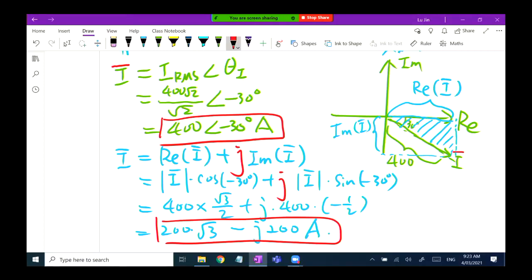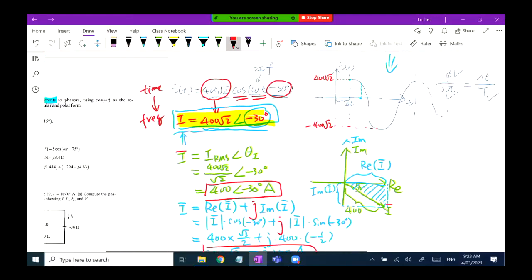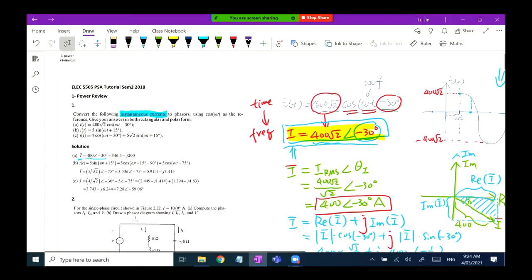But if no requirement is given in the question, normally if you want to calculate multiplication or division, the phasor form will be much easier. But if you want to add up or subtract things in the complex plane, the rectangular form will be very convenient. This is what we are going to do in question 1A. So any questions? Good. Now let's move on to question 1B.